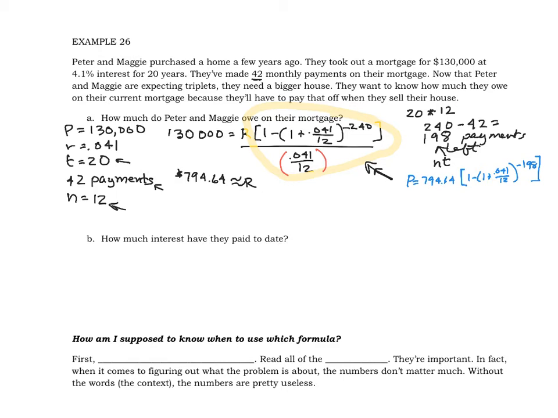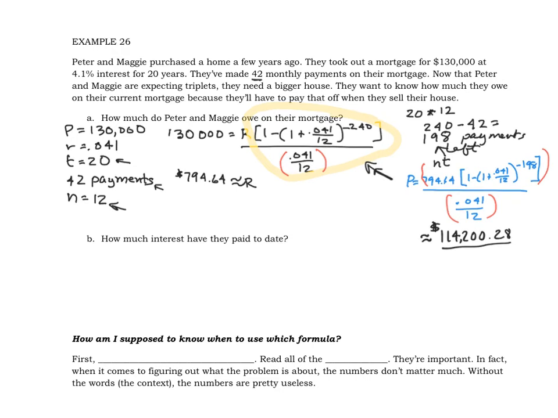Okay, and then I'm going to divide by 0.041 divided by 12. Okay, if we have the fraction bar, this is quite easy to type in. Otherwise, we're going to need parentheses here and here. Okay, so when I figure that out, I will get roughly $114,200.28. Okay, so that's how much Peter and Maggie still owe on their mortgage.